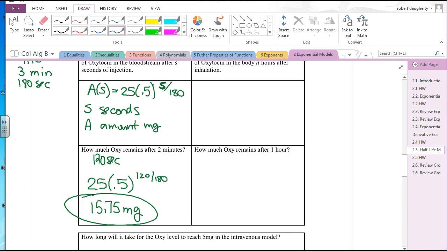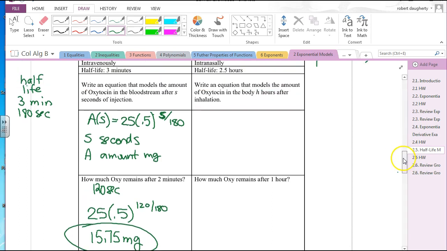Now, how much did I start out with? 25 milligrams. How long would it be until I get to half? The half-life is how long here? Now, how long is the half-life? Come on, guys, you can read it in the problem. It's 3 minutes. So after 3 minutes, if I started with 25 milligrams, what amount should I have left over? What's half of 25? 12 and a half. So in 3 minutes, I should have had 12 and a half left over.